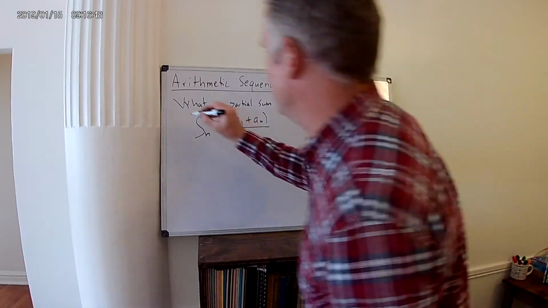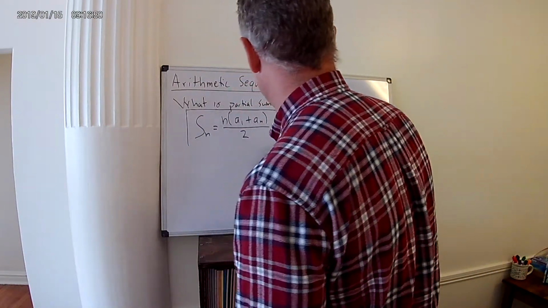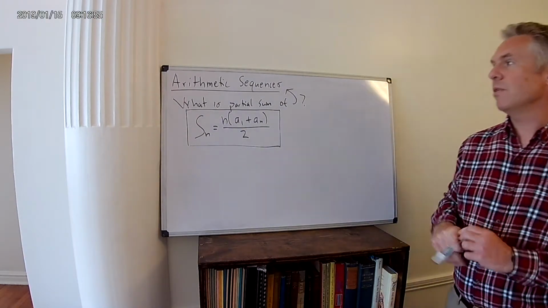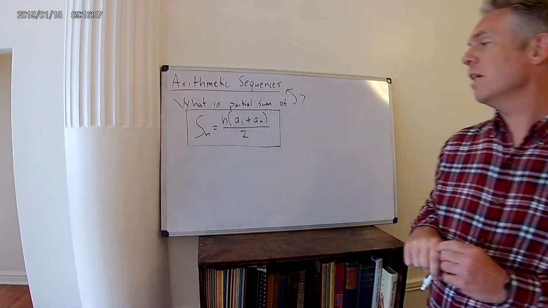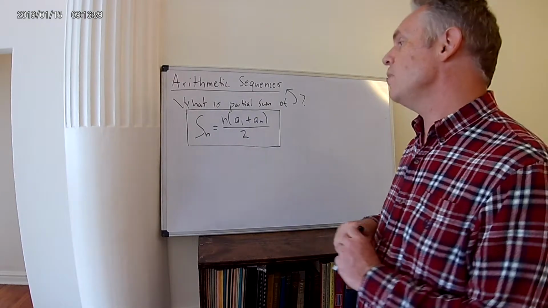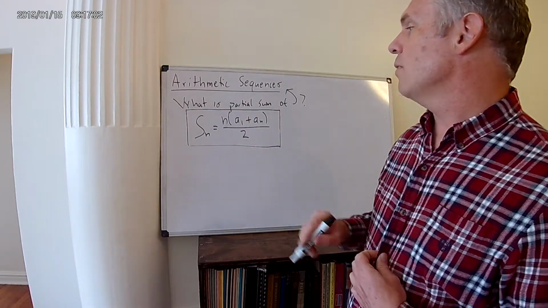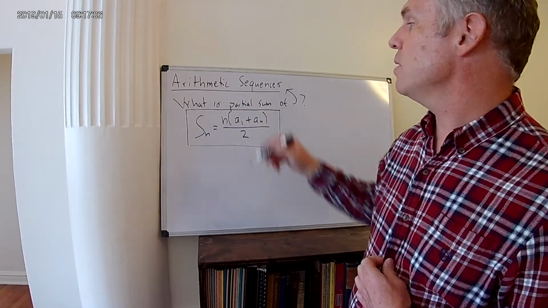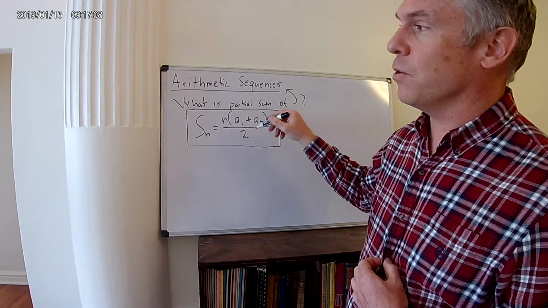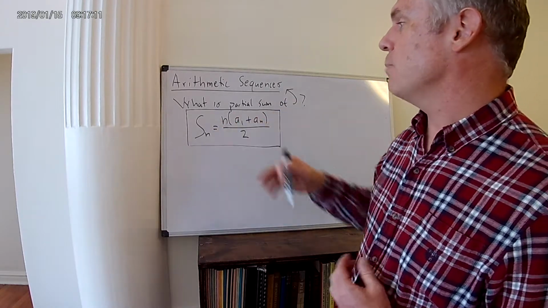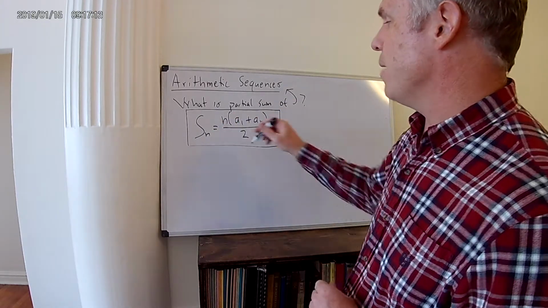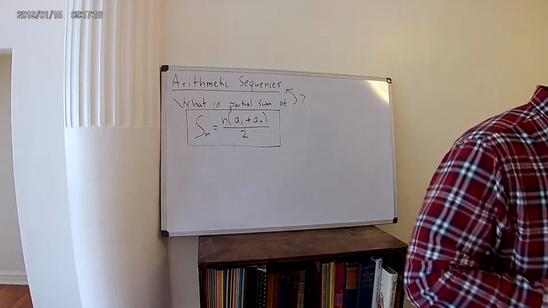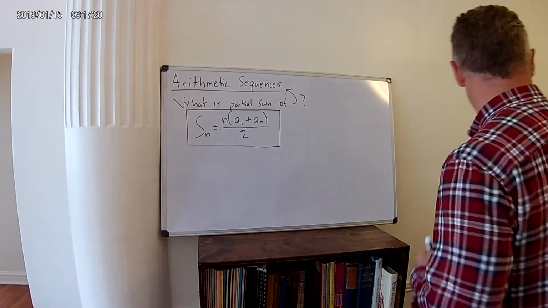Okay, I'm going to box this formula. This is an important formula. Again, this formula gives us the partial sum of an arithmetic sequence, only valid for arithmetic sequences. Again, the partial sum, S sub n, is equal to n, the index of the last term you're summing up to, times the first term plus the last term you're adding up to in the partial sum, divided by 2.